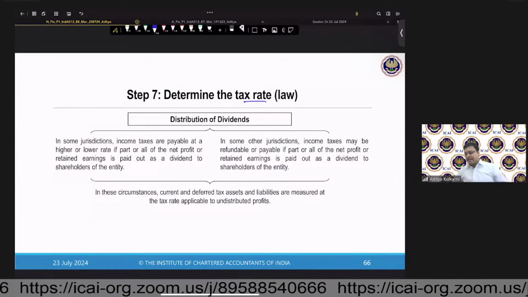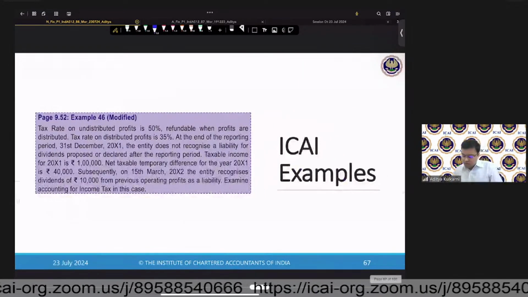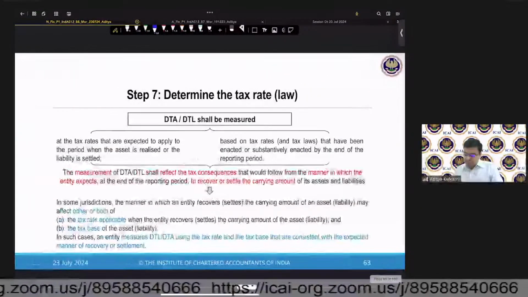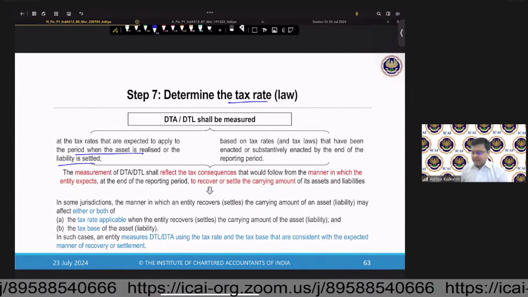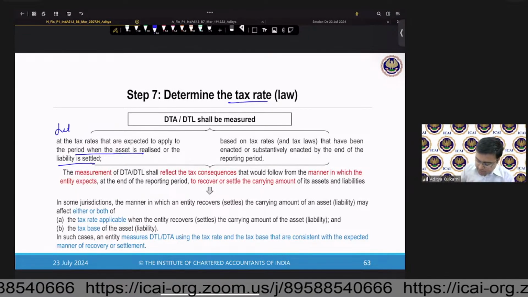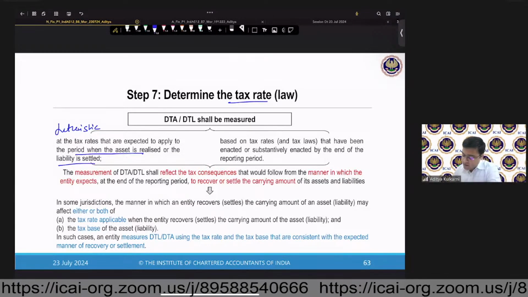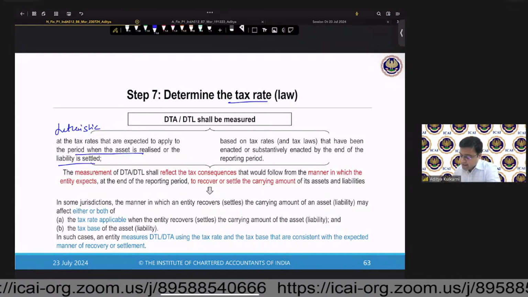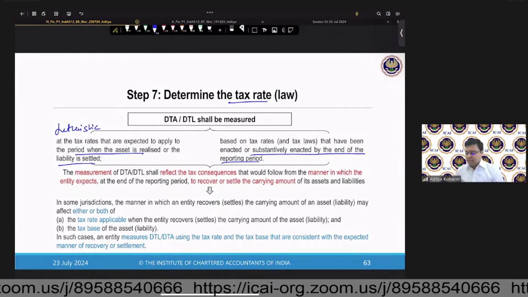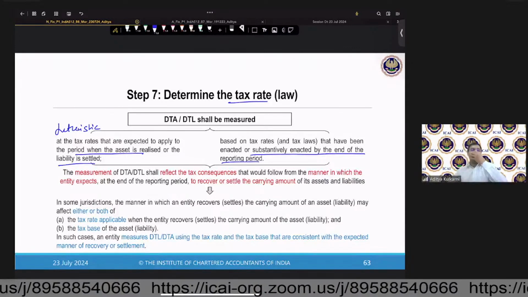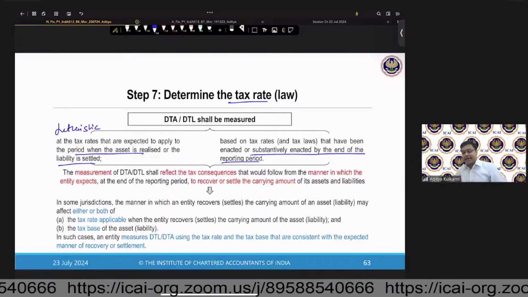Determining the tax rate. Which tax rates are you going to use? Sir, you are going to use higher or lower rate. At which tax rate? At the tax rates expected to apply when the asset is realized or liability is settled. That means futuristic. Or based on tax rates and tax laws that have been enacted or substantively enacted by the end of the reporting period. So take the rates that are in force, enacted or expected to be enacted, because these pertain to settlements in the future. So you cannot take the current tax rate directly and do the working.